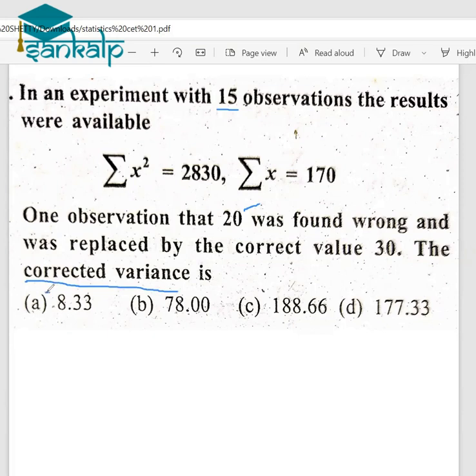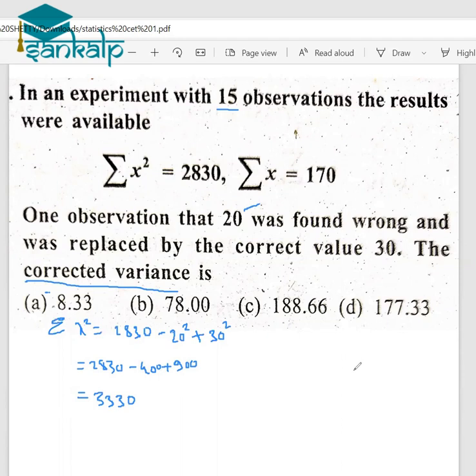So see, sigma x square is equal to 2830. In this 2830, first I will subtract the square of the observation, that is 20 square. 20 square is 400, and then I will add the new observation 30 square. So 2830 minus 400 plus 900. Minus 400 plus 900 is 500. So 500 plus 2830 is equal to 3330.